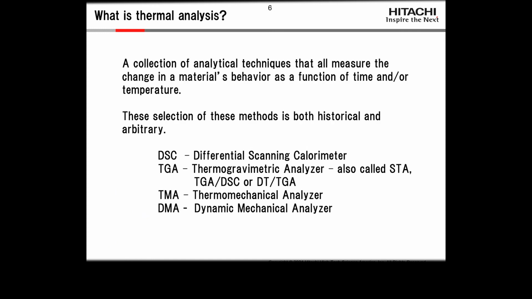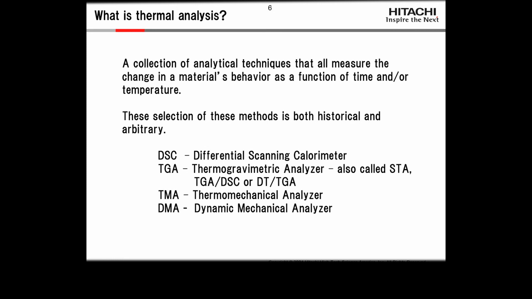As an overview, we'll just start off. Thermal analysis is a collection of analytical techniques that measure a material's change as a function of time or temperature. These techniques are grouped together mainly historically, pretty arbitrarily. There are other techniques that monitor temperature effects that aren't included, and there are some of these that really probably belong someplace else.